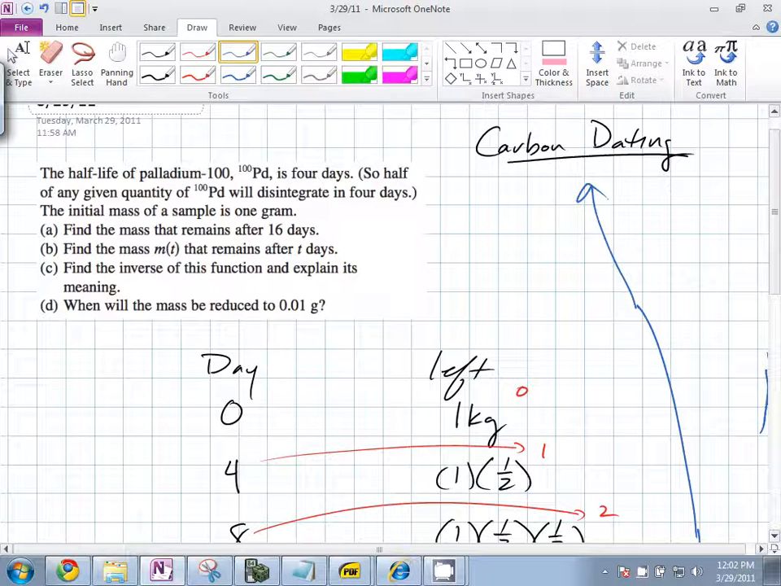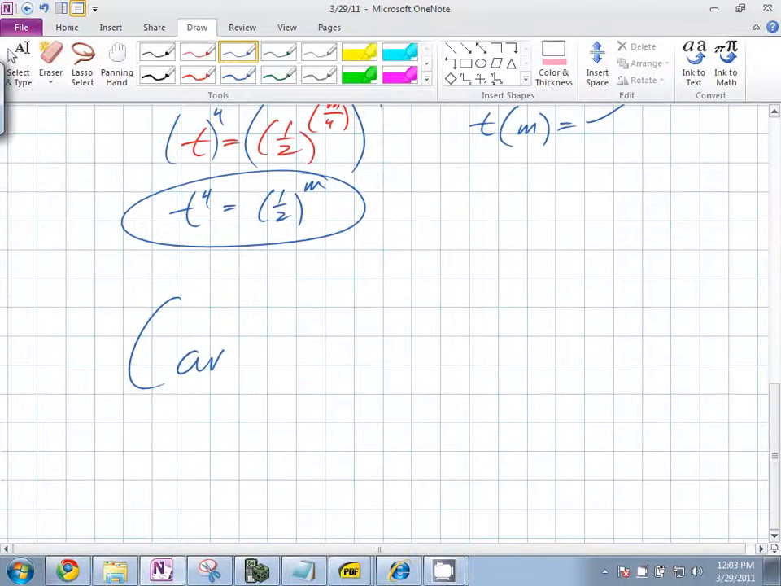Why do we do carbon dating instead of palladium dating? Because carbon's more common. Carbon's in which things? Alive things. Things that are alive. We are carbon-based life.